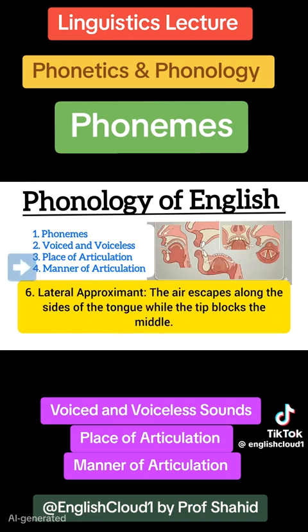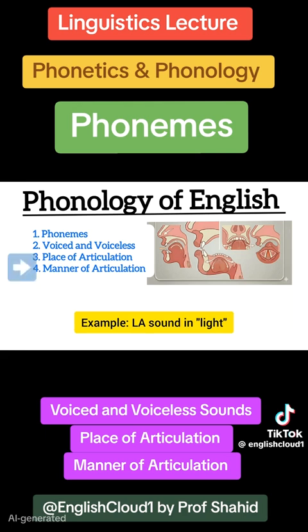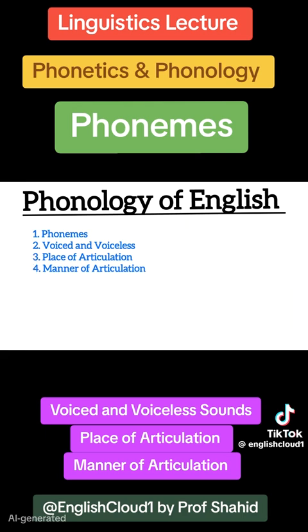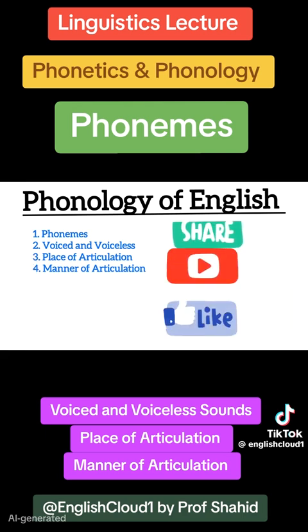6. Lateral approximant. The air escapes along the sides of the tongue while the tip blocks the middle. Example: the L sound in light.